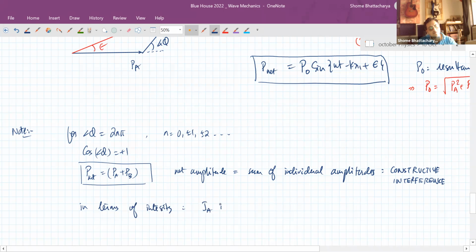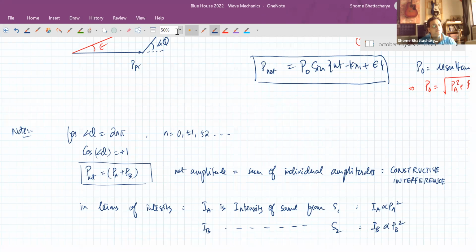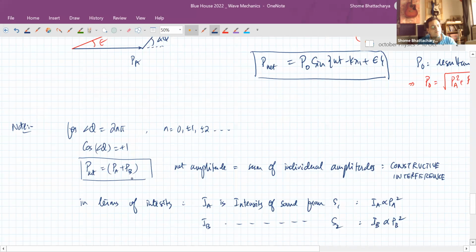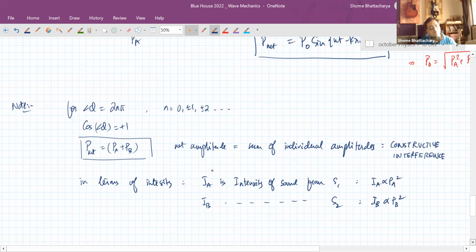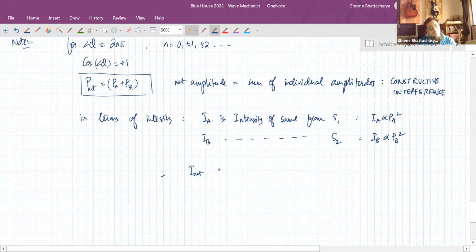if IA is the intensity of sound from source S1 in the above diagram, then IA is proportional to PA square. IB is the intensity of sound from S2, and likewise, IB is proportional to this one's pressure amplitude square. So now the net intensity, I net, becomes proportional to P naught square, where P naught is the net amplitude.